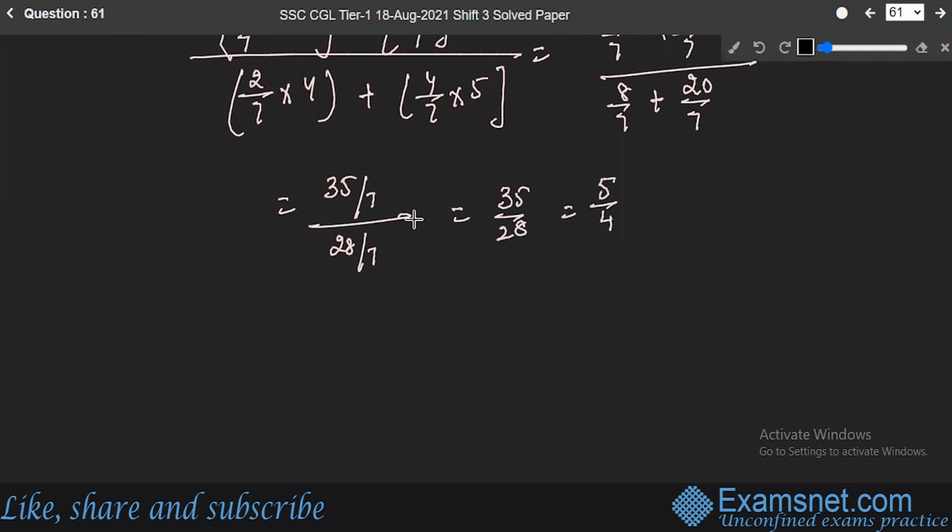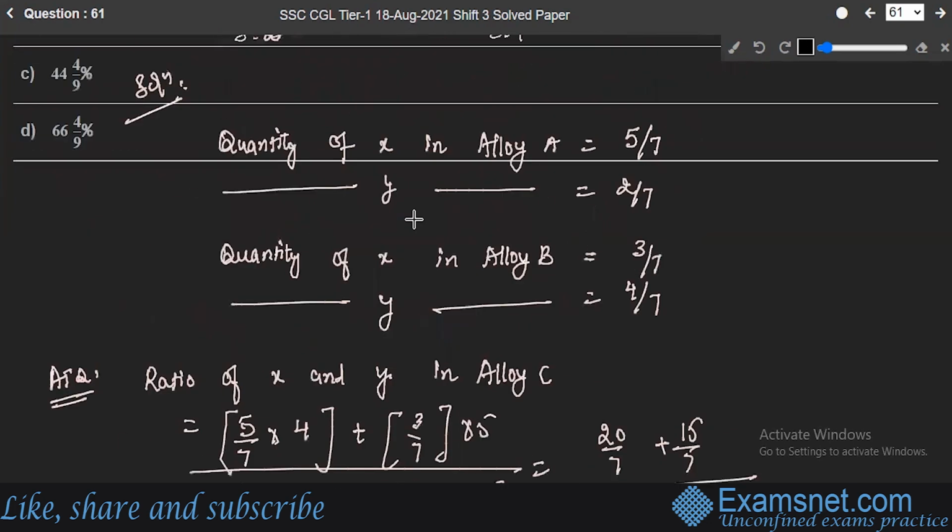Which is equal to 5 by 4. So the ratio of X and Y in alloy C is 5 is to 4. What do you have to find out in the question?